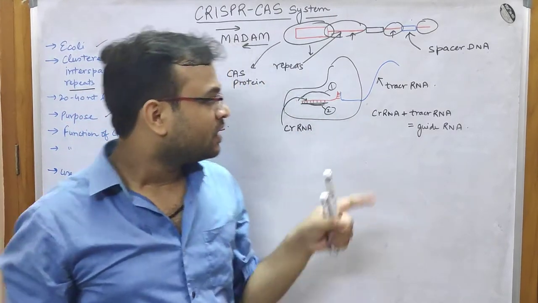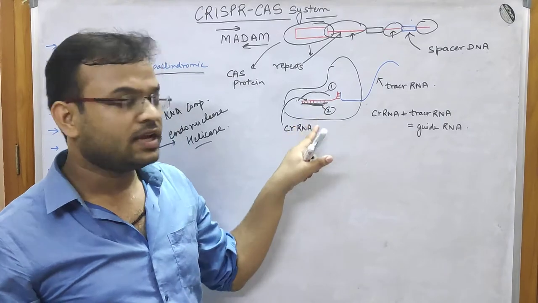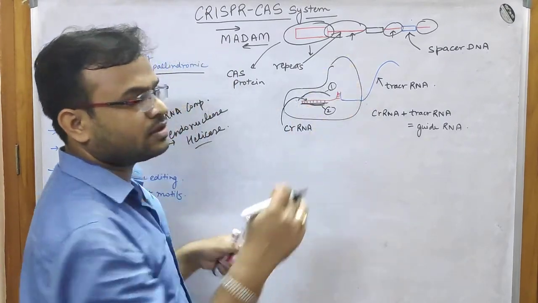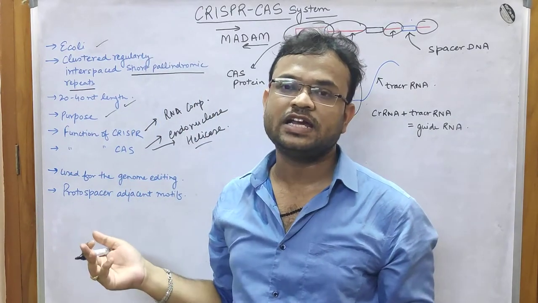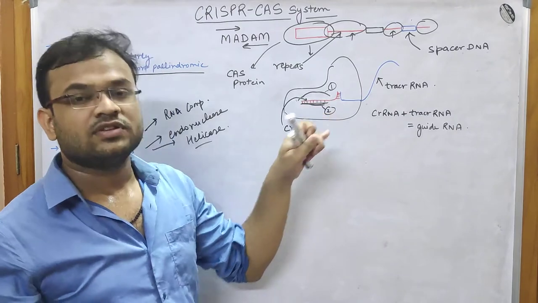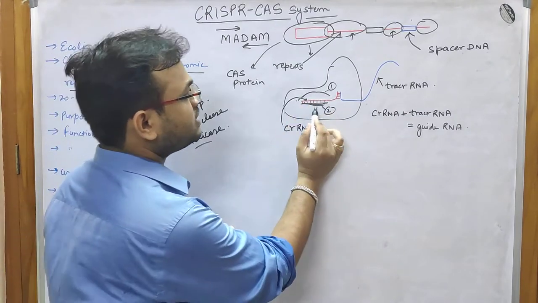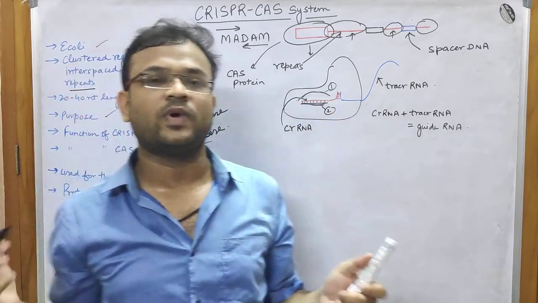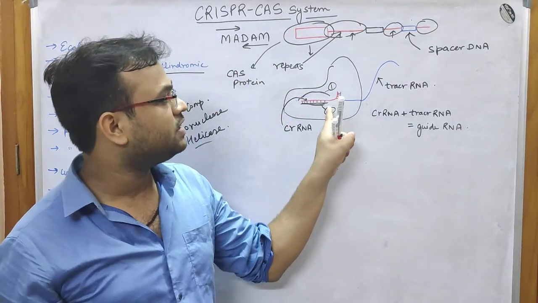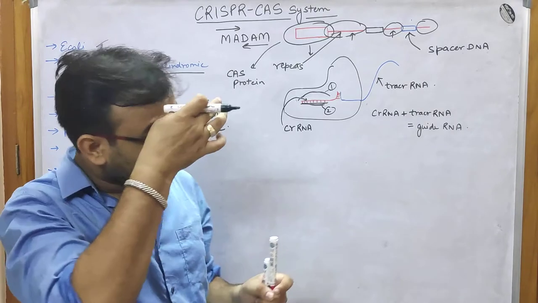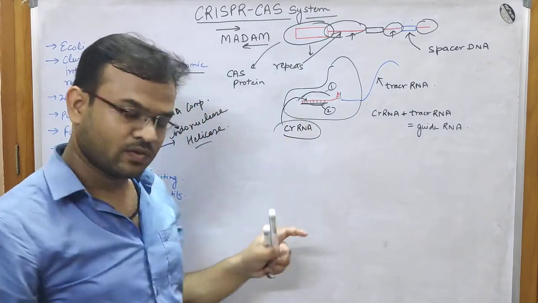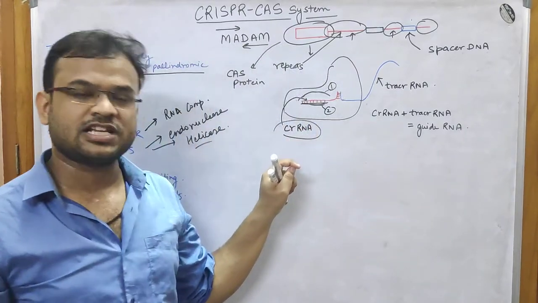Now, because of the bonding and because of the endonuclease functionality of the Cas proteins, it will cleave the DNA segment. This is the DNA segment of the particular virus. It won't affect the RNA because it will specifically cleave the DNA material of the virus. Now you would be seeing the labeling as crRNA. What is crRNA? cr is CRISPR RNA.